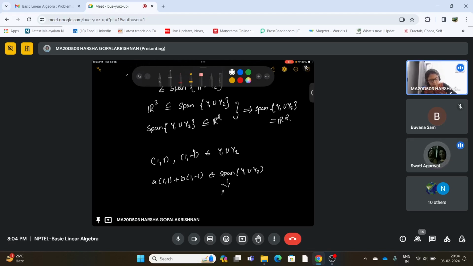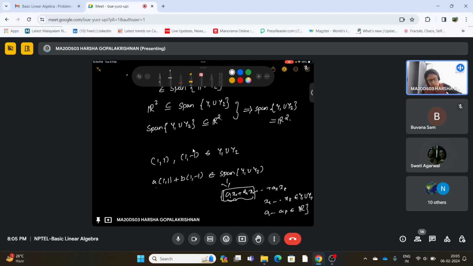It's a linear combination: a1 x1 plus a2 x2 plus etc. plus ak xk, where x1 etc. xk are elements of y1 union y2, and a1 etc. ak are scalars. Here I am just considering a1 x1 and a2 x2, these two only. All others, a3, a4, everything, are 0. So a into (1, 1) plus b into (1, -1) belongs to the span of y1 union y2.